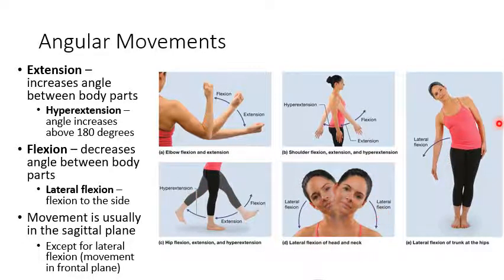Then your neck and your spine can also do lateral flexion. So if you bend over to the side like this, or if you bend your head to the side, that is lateral flexion. And that movement, you notice, is in the frontal plane, where it's left and right. Whereas this other movement of the shoulders and the hips is front and back, so it's in the sagittal plane.